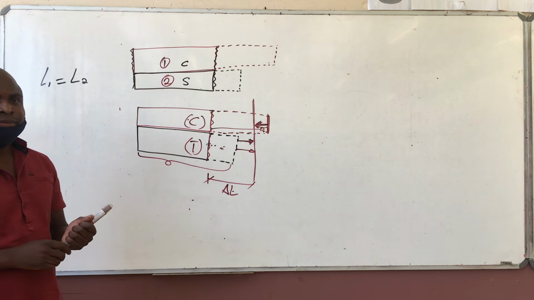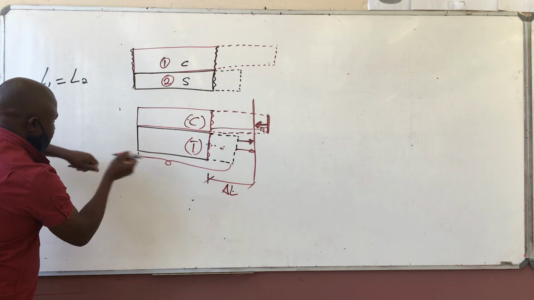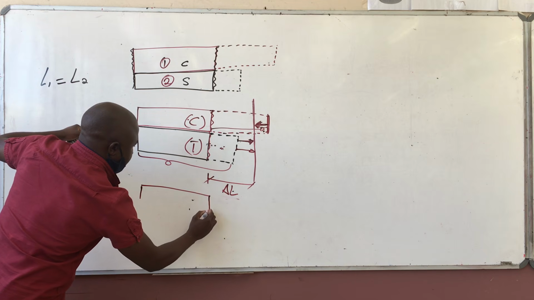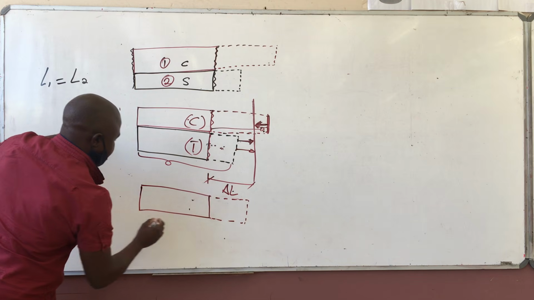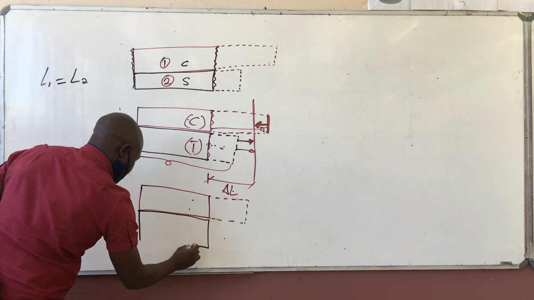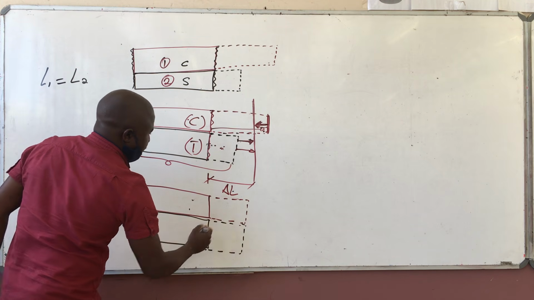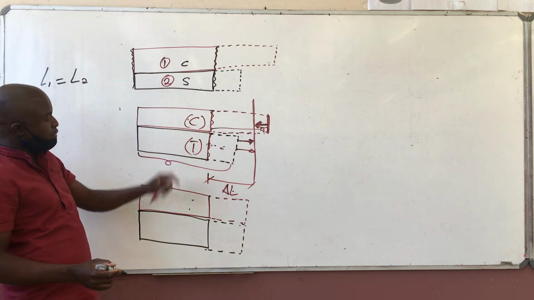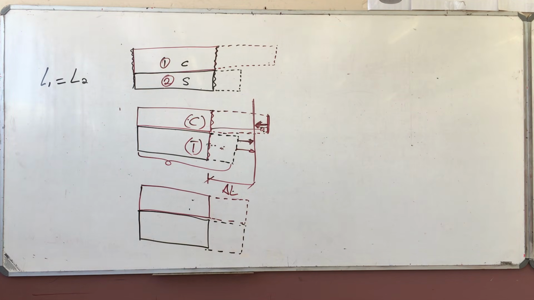Is there any question? So all in all, now, okay, this is the original, this is the final length, they are fixed together. This is the final length. Meaning the final length for the first one and the final length for the second one are equal. The final length is the same.